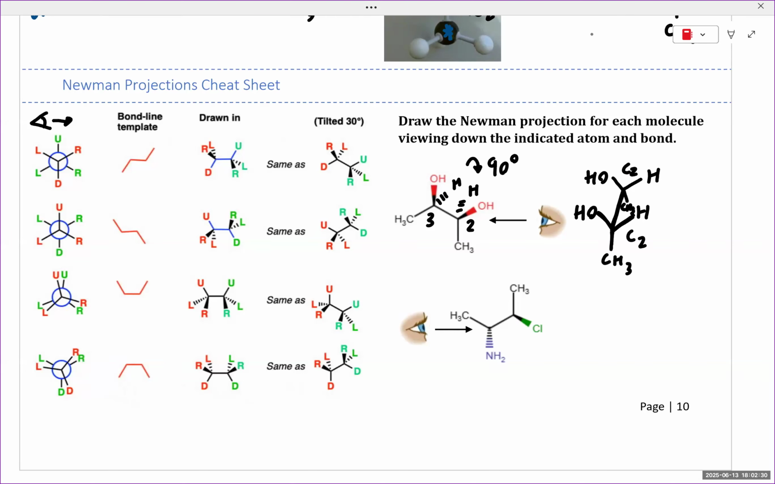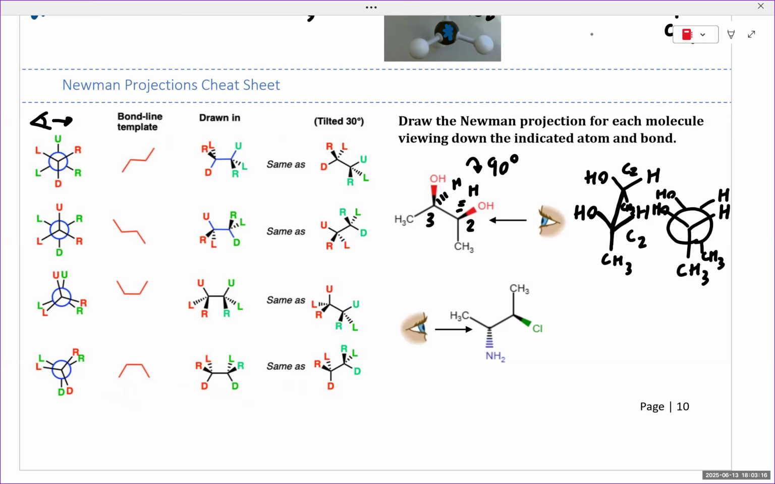Looking down the C2-C3 bond, with C2 as my front carbon, the methyl group is pointing down. The hydrogen is on the right. The alcohol is on the left. Looking in the back, we have a methyl group pointing down, the hydrogen on the right, and the alcohol on the left. Now, it's really important that you do not accidentally draw the mirror image of your structure. That is a different type of compound entirely, which we'll talk about in future chapters. So just make sure to retain the correct bond connectivity.